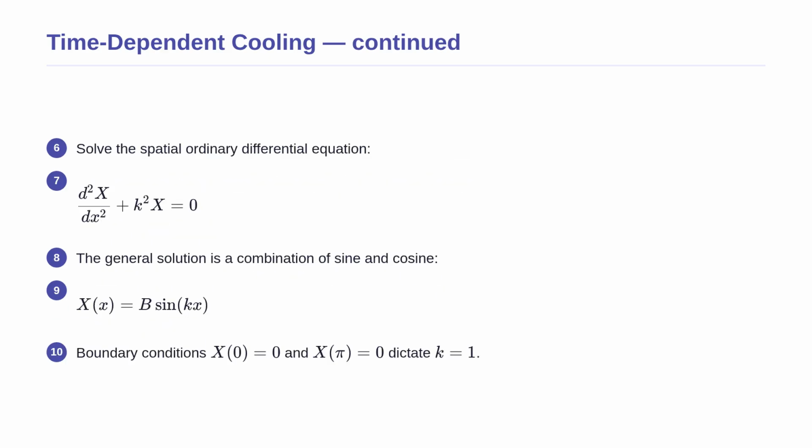Continuing with our separated equations, we first tackle the spatial part. Rearranging the right side gives us a classic harmonic oscillator equation, whose general solution is a combination of sine and cosine waves. We must apply our boundary conditions to see which waves fit inside the rod. The temperature at the left end is 0, which eliminates the cosine term. The temperature at the right end is also 0, which tells us that the constant k must be a whole integer. Looking at our initial sine wave profile, we can see it perfectly matches the case where k equals 1.